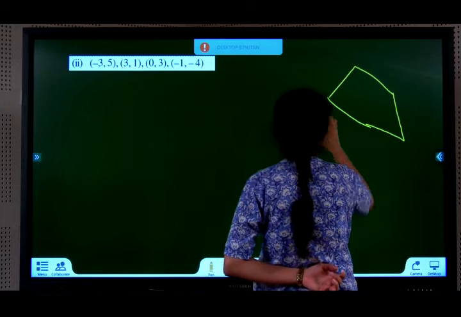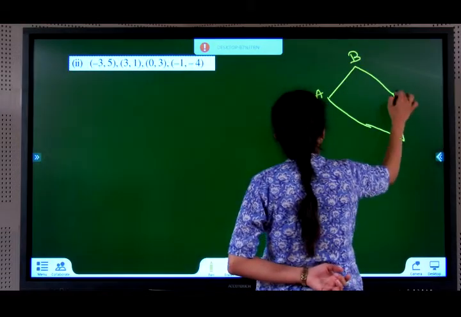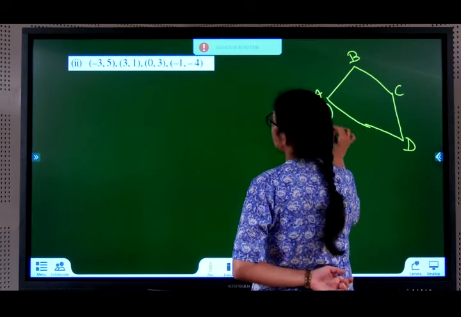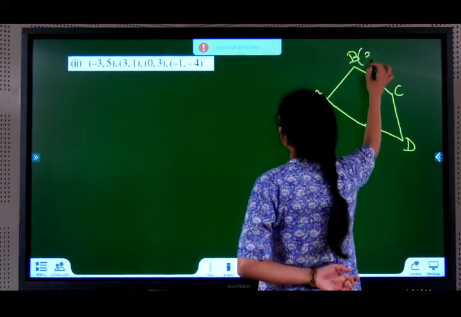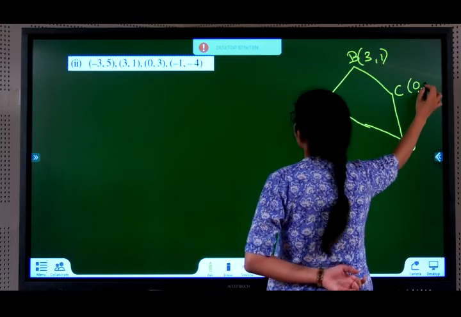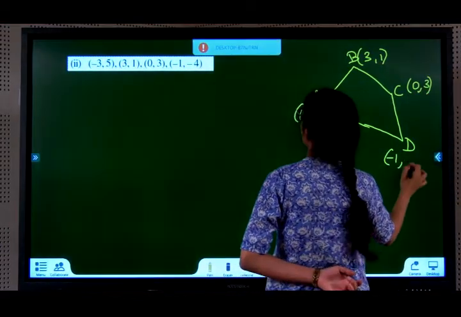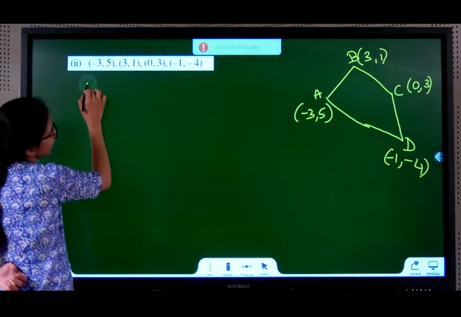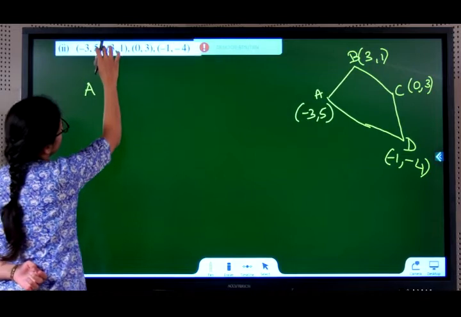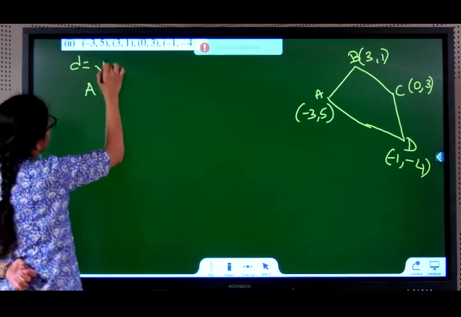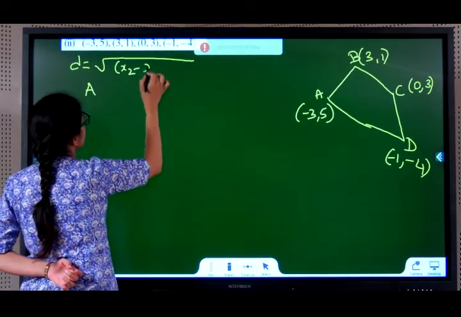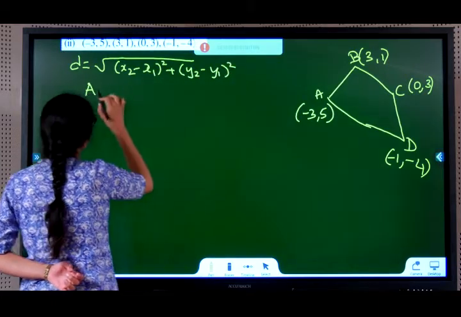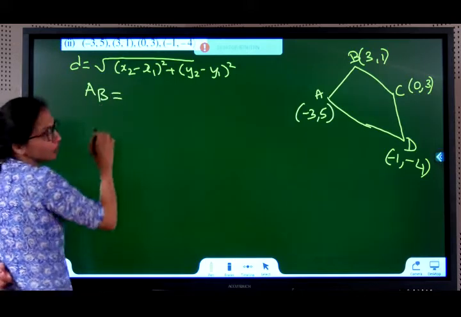So, take a quadrilateral, mark A, B, C, D, write the sides, write the points, minus 3, 5, 3, 1, 0, 3, minus 1, minus 4. Find the value of AB, BC, CD by using distance formula. So, what will be your first step? Write the distance formula. Root of x2 minus x1 the whole square plus y2 minus y1 the whole square. Then start applying the distance formula for each side.